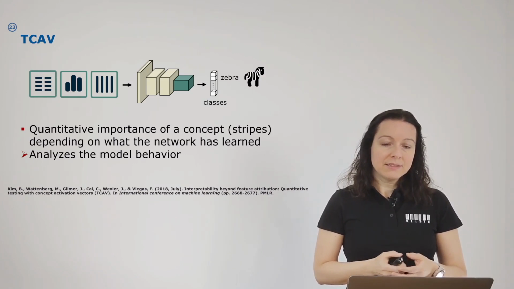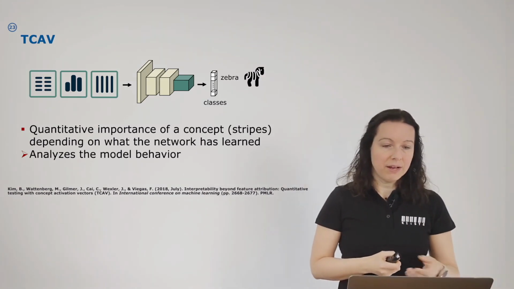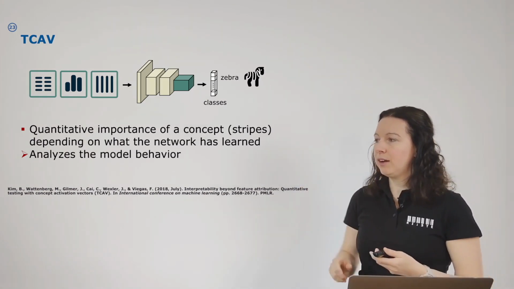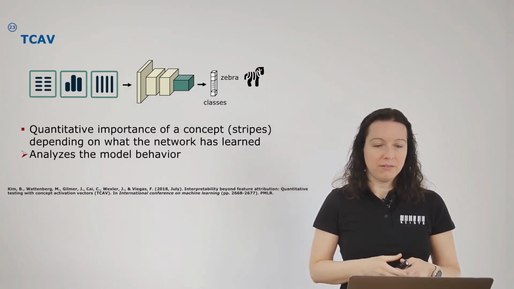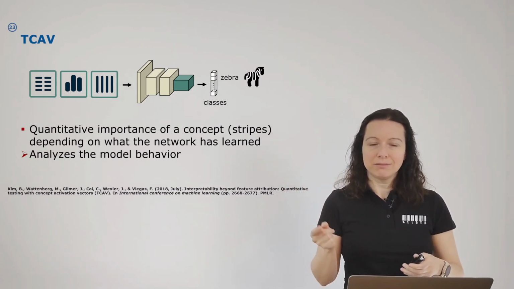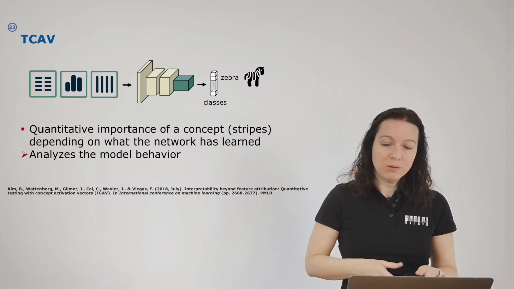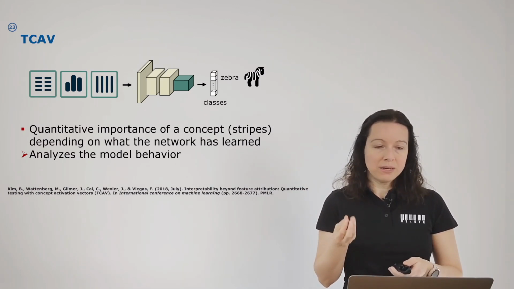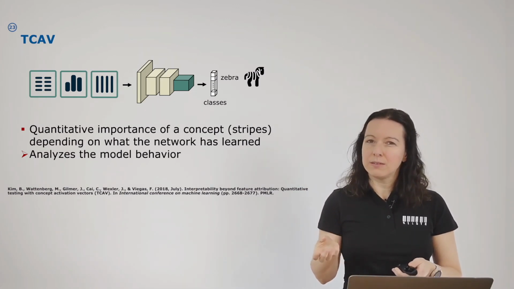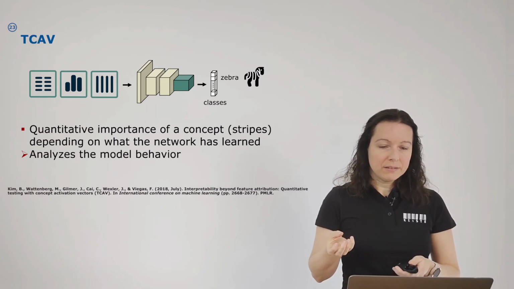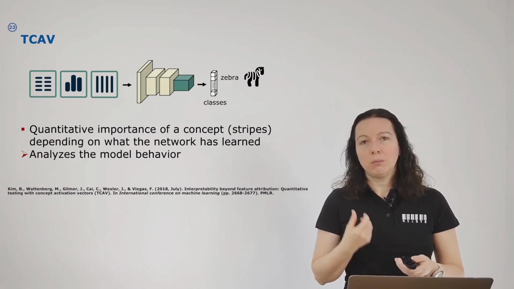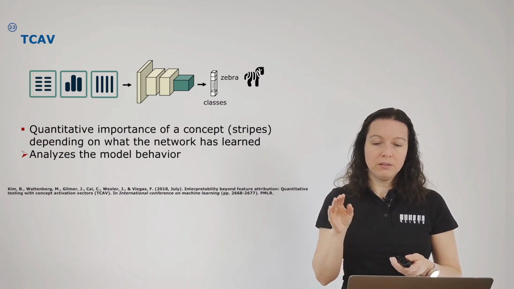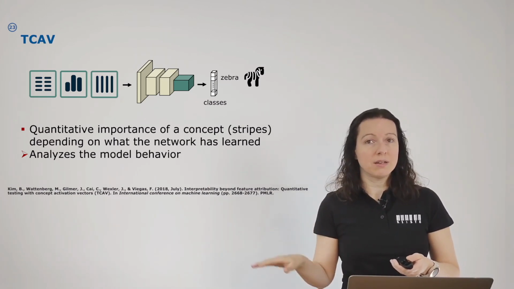So let's assume we have a classifier for zebras. Your classifier can identify, okay, that's a zebra. And now we want to know what was important to classify them. So why does the network know that's a zebra? More specifically, we could ask, was the concept of stripes important to the zebra image classifier?